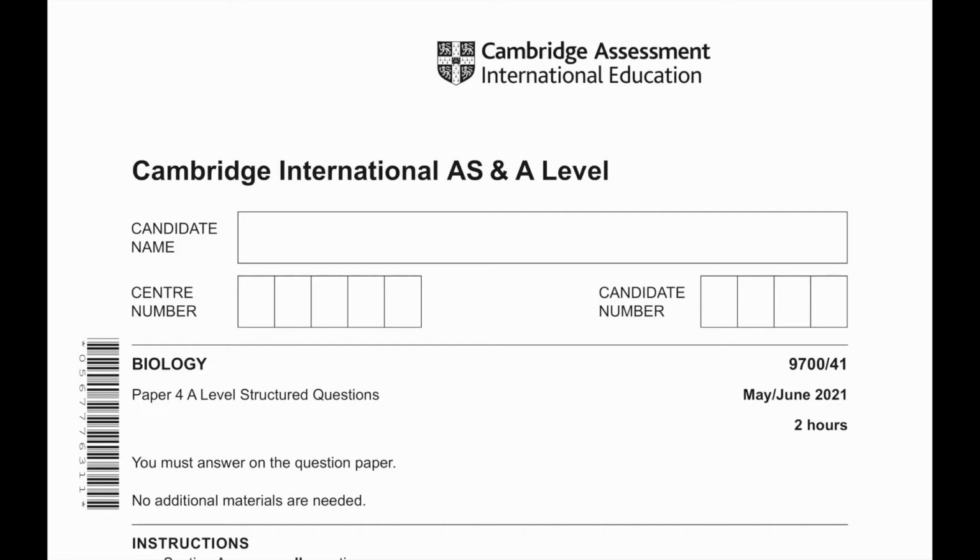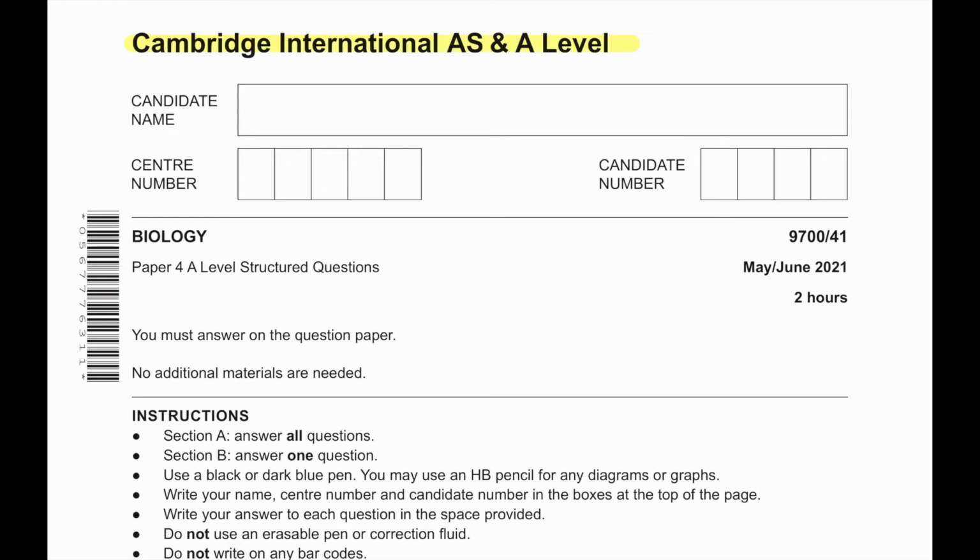Hello everyone. Today we'll be solving Cambridge International AS and A-Level Biology Paper 4 A-Level Structured Question May-June 2021 Paper 4-1.